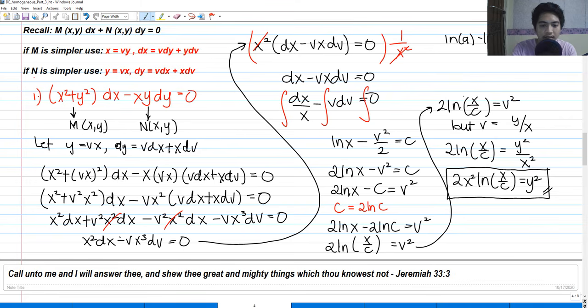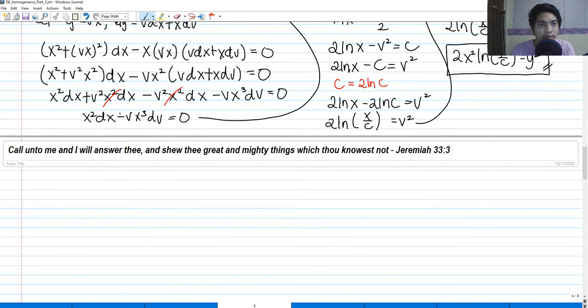So it's pretty easy if you have already mastered solving homogeneous differential equations. So this would be our final answer. This is our general solution.